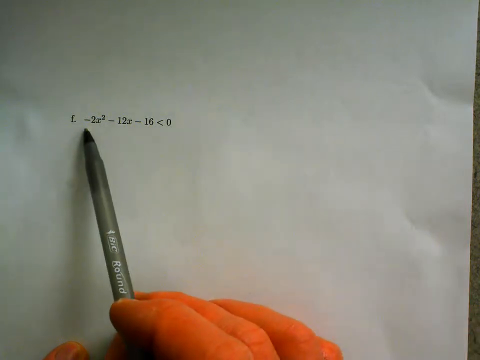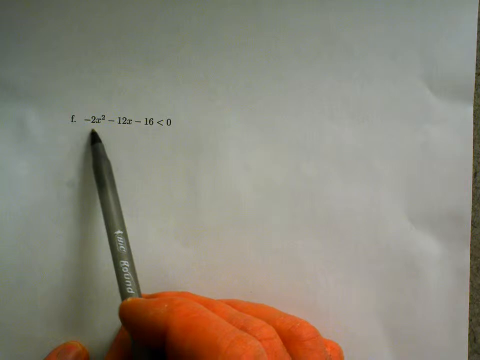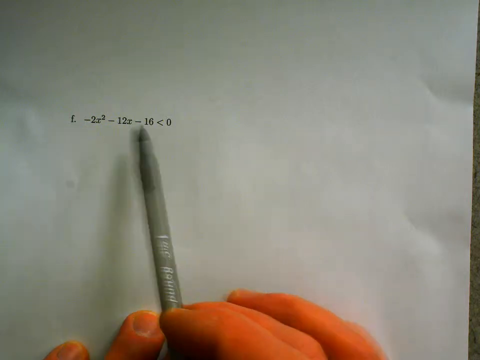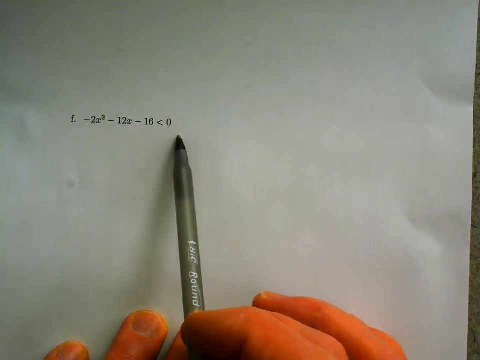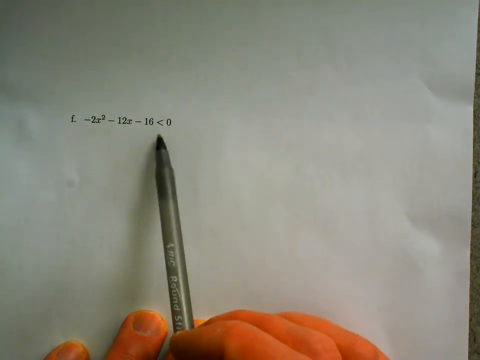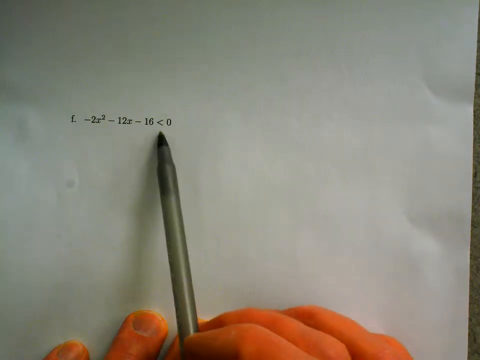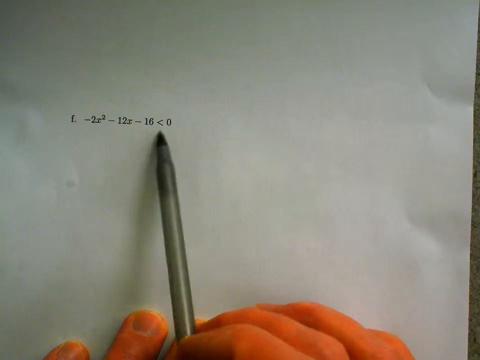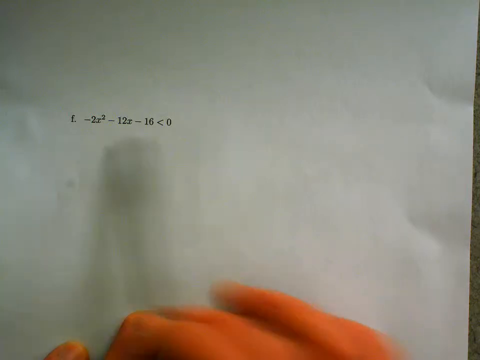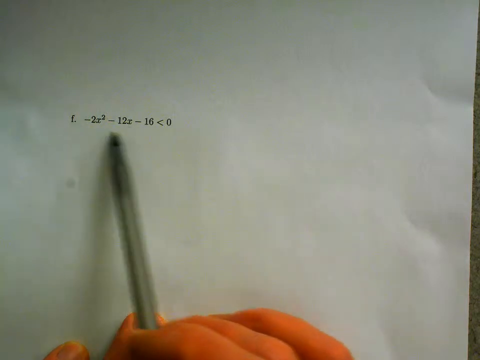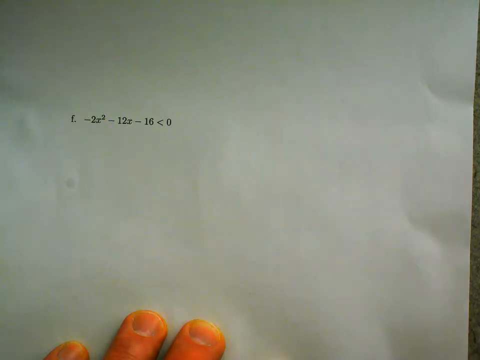Well, we can make life a little easier on us if we divide every term on both sides by negative 2. We just have to remember, whenever you divide both sides of an inequality by a negative number, you have to switch the inequality to its opposite. The same is true if you multiply both sides of an inequality by a negative. You have to change the inequality to its opposite. But here it's easier to think about just dividing both sides by negative 2.